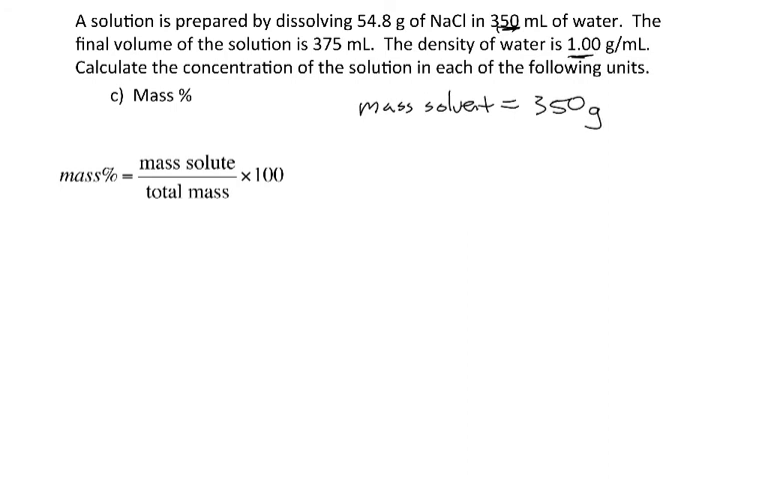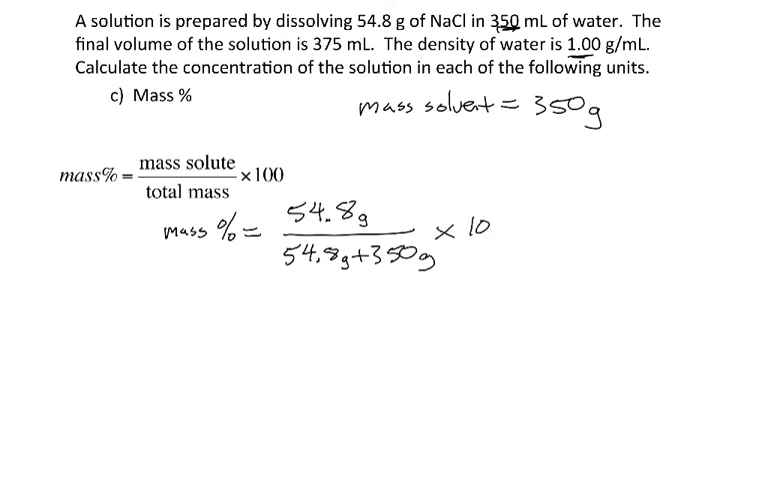So the mass percent is the mass of the solute, 54.8 grams, divided by the total mass. So I've got 54.8 grams plus the mass of the solvent, times 100. And so when I plug that into my calculator to 2 sig figs, I get 14%. All right, let's go to the next slide.